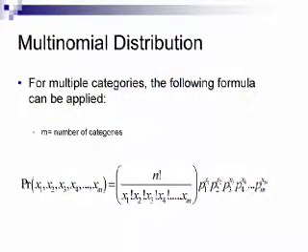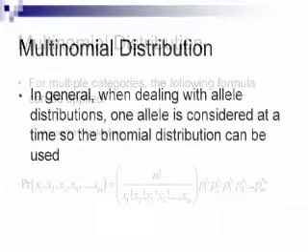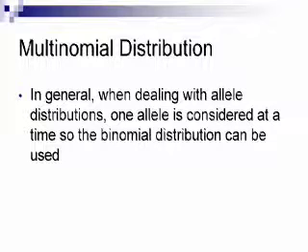For m categories, the probability of x successes in each category is given by n factorial divided by x sub 1 factorial times x sub 2 factorial, and so on, up to x sub m factorial, all times p sub 1 to the power of x sub 1 times p sub 2 to the power of x sub 2, and so on up to p sub m to the power of x sub m. This is a daunting equation, but when dealing with allele distributions, we can consider one allele at a time, and the binomial distribution can be used.